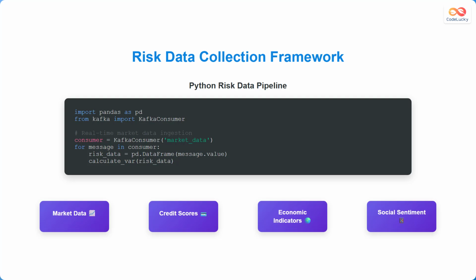Let's take a closer look at how risk data is collected. Here we have an example of a Python risk data pipeline. The code shows how to ingest real-time market data using Kafka. This involves importing pandas and Kafka consumer libraries. It then creates a consumer that subscribes to market data. The data is converted into a data frame, and then the value at risk is calculated. Financial institutions use market data, credit scores, economic indicators, and even social sentiment to assess and manage risks effectively.